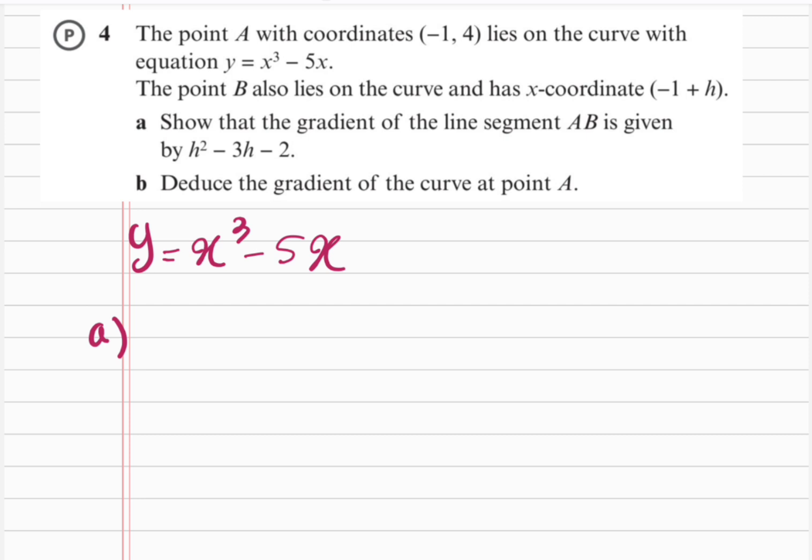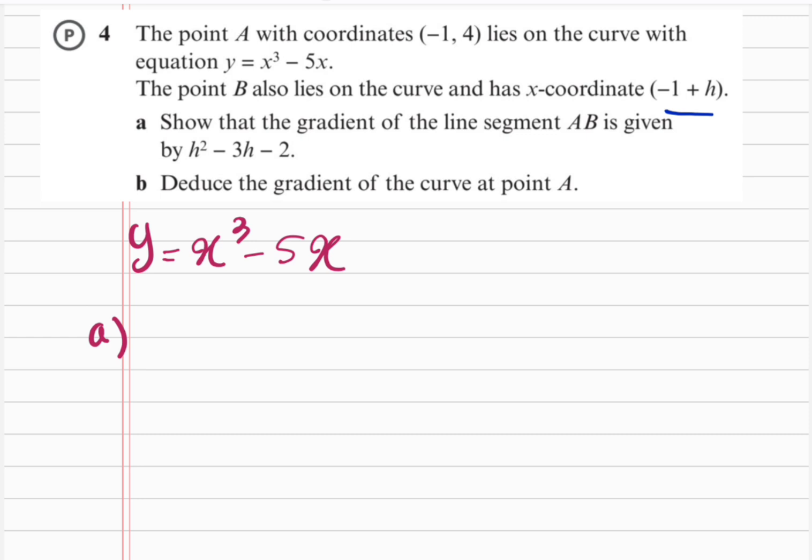So the point A with coordinates (-1, 4) lies on the curve with the equation y = x cubed - 5x. The point B also lies on the curve and has x coordinate -1 + h. So we don't have the y coordinate of point B. In part A, we want to show that the gradient of the line segment AB is given by h squared - 3h - 2.